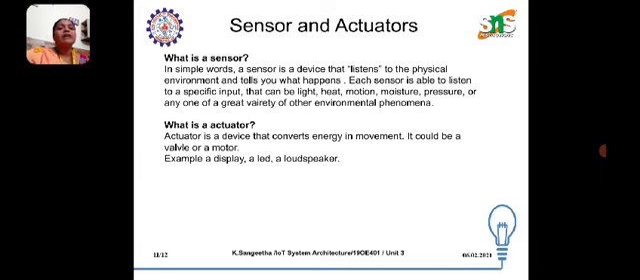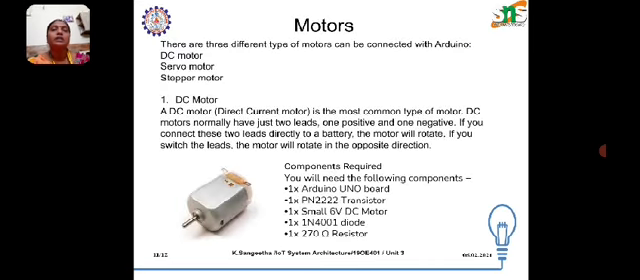Next is the actuator. An actuator is a device that converts energy into movement. It could be a valve or motor. Next we will discuss the different types of actuators used with Arduino. What are the different types of motors? Actuator here means electrical actuators. There are three types of motors that can be connected with the Arduino: DC motor, servo motor, and stepper motor.